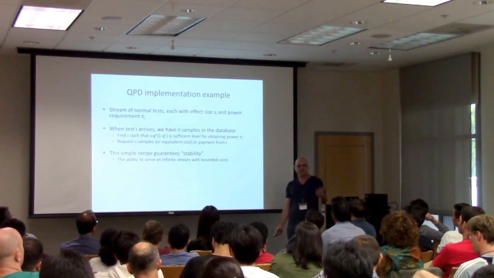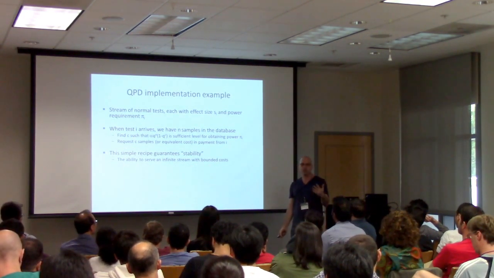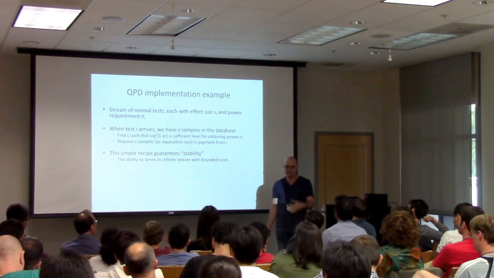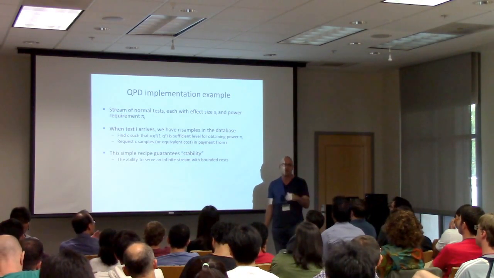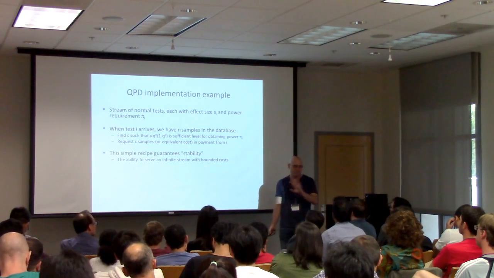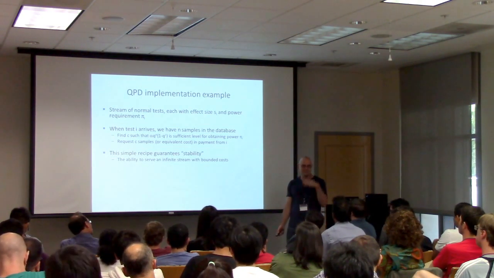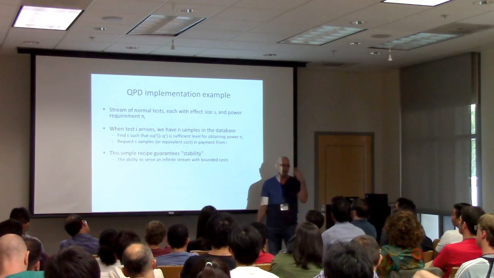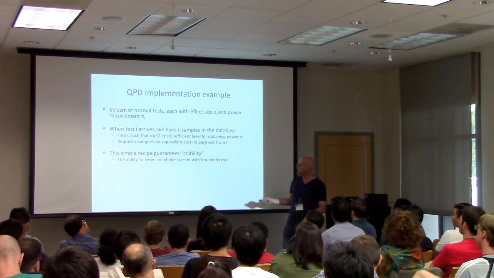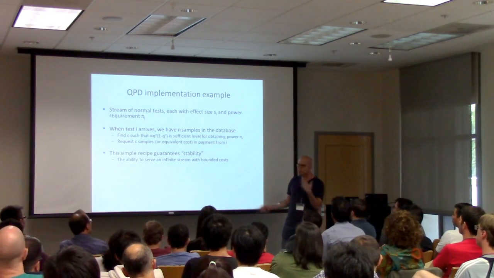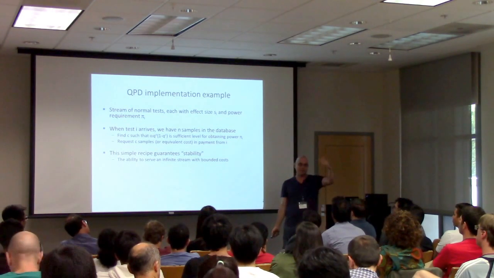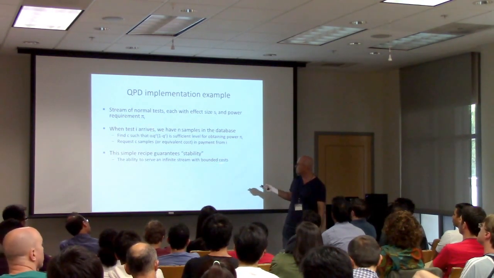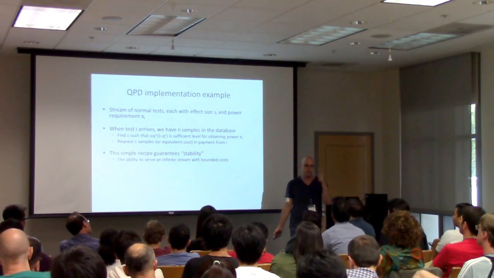So if you have some effect size that you want to get some power for, the level of the test is not the scientist's concern at all. The scientist has some effect size in mind, and they want some power for it. So if they test it today, they're going to pay something. If they come at test number a million, they're going to pay something. So we guarantee that this cost is bounded. It does not diverge as you wait.